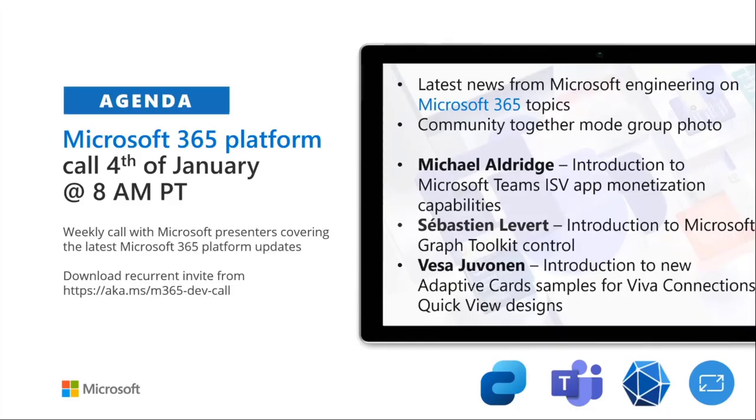Now, we also have the platform calls. These are occurring every Tuesday. They've been started since August. And the platform means that this is going to be demonstrations by Microsoft employees, so coming straight from the mothership. These are every Tuesday. You can get to them at the aka.ms/m365-dev-call URL. That'll provide you the invite that you can add to your calendar. Extremely valuable. Next Tuesday, January 4th, we're going to have a demo from Michael, Sebastian, and Vesa. And again, these are all demos provided by employees at Microsoft and is always going to provide you the coolest, latest, and greatest that's going on within the organization. So definitely add that to your calendar.